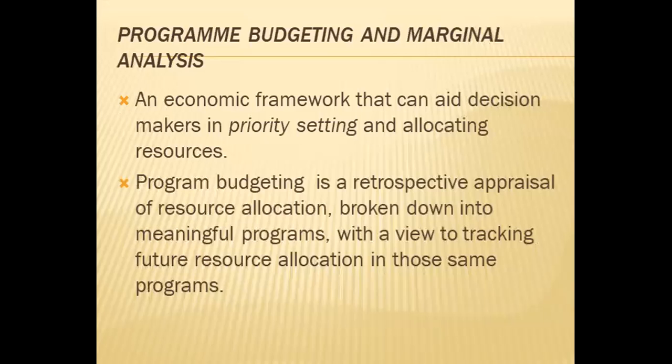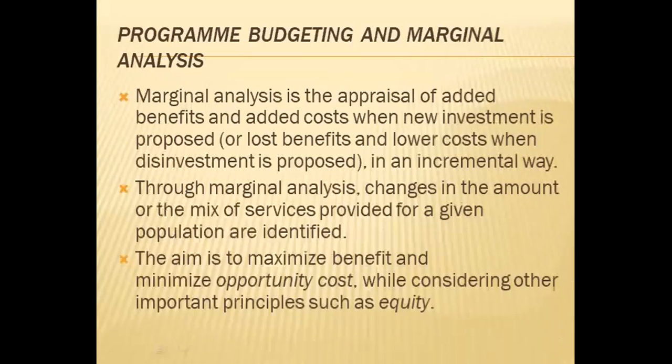Now we come to program budgeting and marginal analysis. It is another economic framework that can aid in priority setting and allocating resources. Program budgeting is a retrospective appraisal of resource allocation broken down into mini programs with a view to tracking future resource allocation in those programs. Marginal analysis is the assessment of added benefits and added costs when new investment is proposed in an incremental way. It looks at changes in the amount or mix of services provided for a given population.